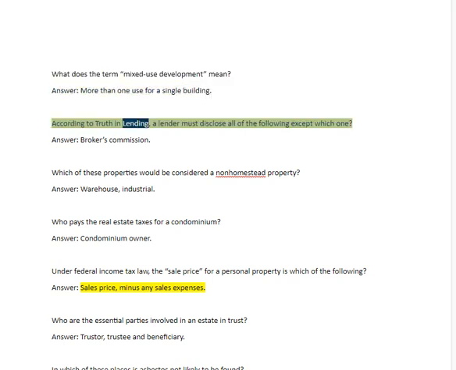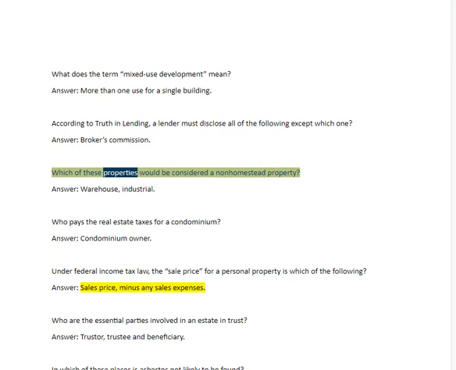According to Truth in Lending, a lender must disclose all of the following except which one? Answer: broker's commission. Which of these properties would be considered a non-homestead property? Answer: warehouse. Industrial. Who pays the real estate taxes for a condominium? Answer: condominium owner. Under federal income tax law, the sale price for a personal property is which of the following? Answer: sales price, minus any sales expenses. Who are the essential parties involved in an estate in trust? Answer: trustor, trustee and beneficiary.